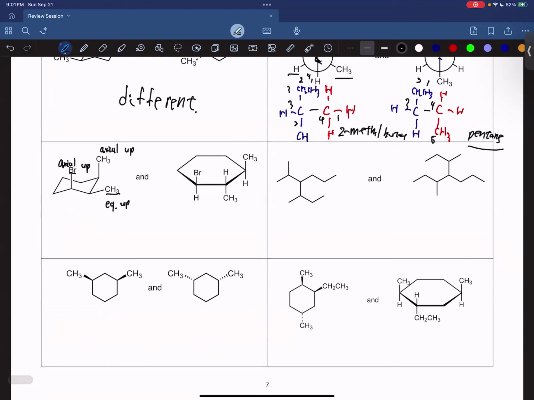In the Haworth structure, this methyl, we can see it as if you're looking down on the ring, and then you see this methyl, this hydrogen, that bromine. It's kind of coming in front of you, and the other three groups are behind. Okay.